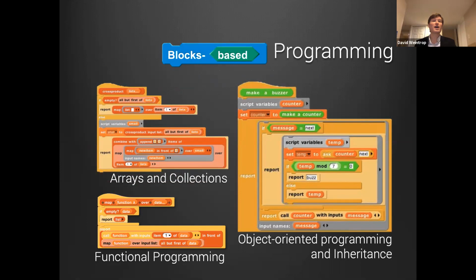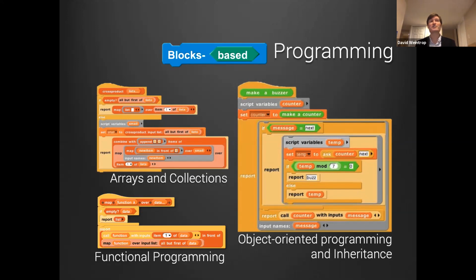So for those who are not familiar, Snap was essentially an attempt to take Scratch and add first order functions, and take block-based programming to the 11th degree, where it can do everything. This slide shows some of the more advanced capabilities of Snap, where you can have arrays and collections and functional programming and object-oriented programming and inheritance and so on. These are pictures I took from the Snap handbook. It's developed by a group out of the University of Berkeley, freely available, runs in the browser.